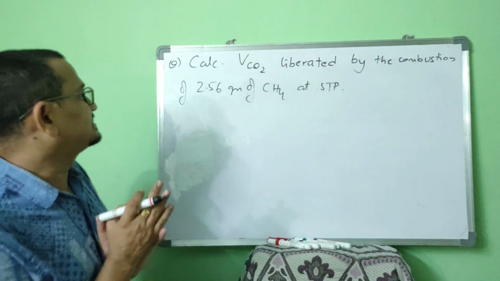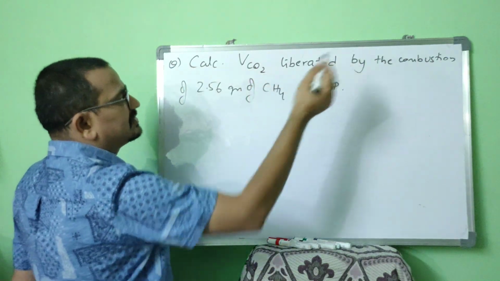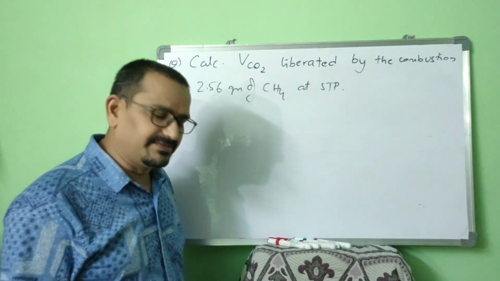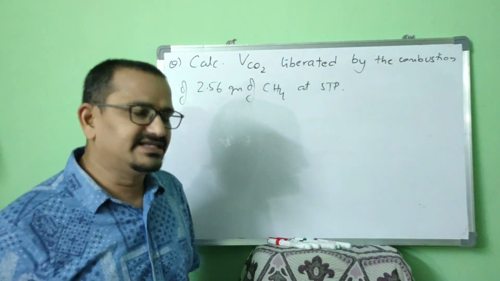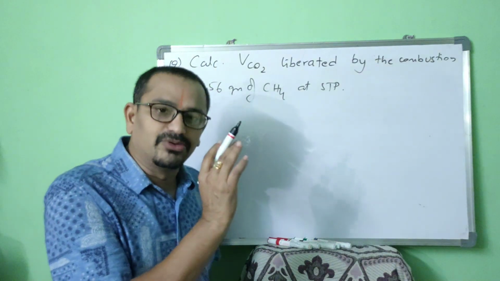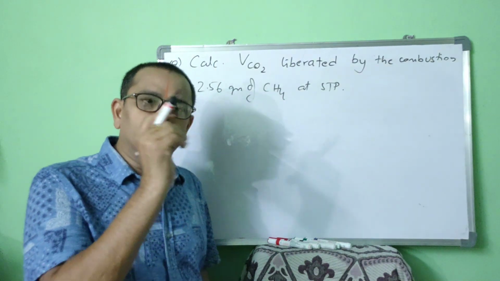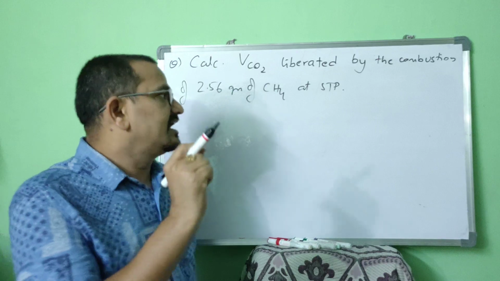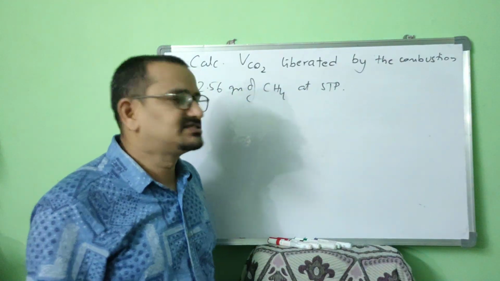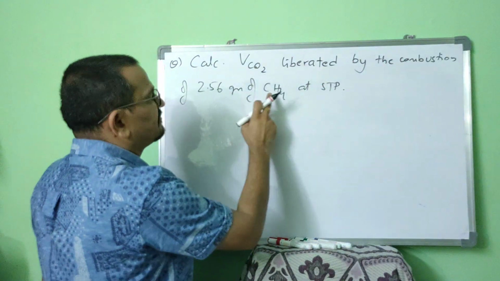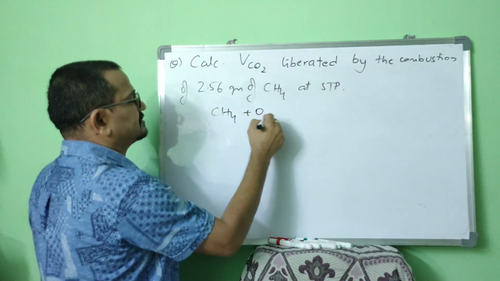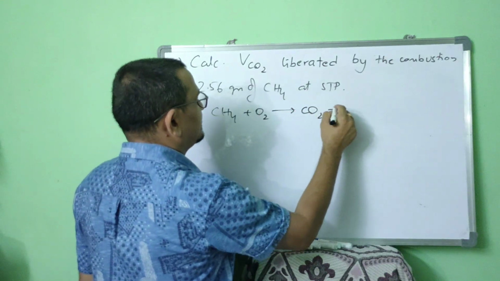Understood? Now you see, calculate the volume of CO2 liberated by the combustion of so many grams of methane at STP. I told you already, when this sort of numerical is given, what we have to do? Read the question properly and first get the process, that is, about what process the question is given. What's the process? Combustion of methane. So methane on combustion giving carbon dioxide plus water.